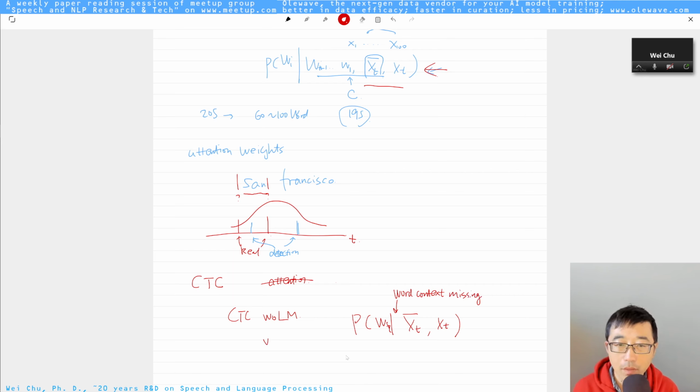But then suppose I have a word language model? Again, you have the same issue like Whisper. You have too many word contexts, right? Context processing.